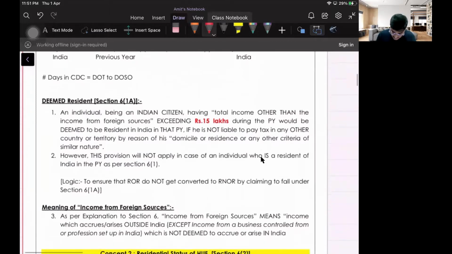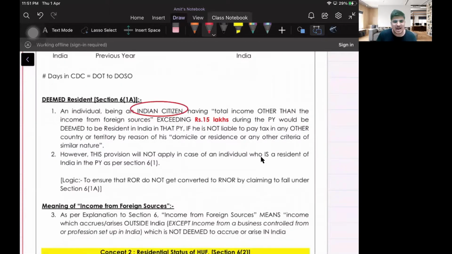there are 3 conditions. One, you are an Indian citizen. Have they mentioned anything about person of Indian origin? No, you are an Indian citizen having total income other than foreign source income. First, you are an Indian citizen, then your total income other than foreign source income is exceeding 15 lakh rupees. This is your second point. Indian citizen, total income is more than 15 lakh rupees, and you do not pay any tax in any other countries. Not liable to pay tax in any other country or territory by reason of his domicile or residence.